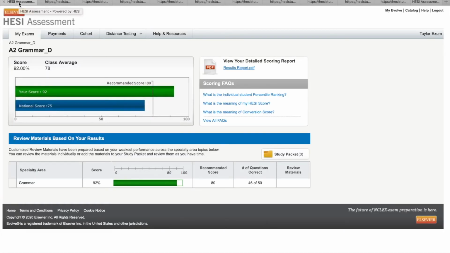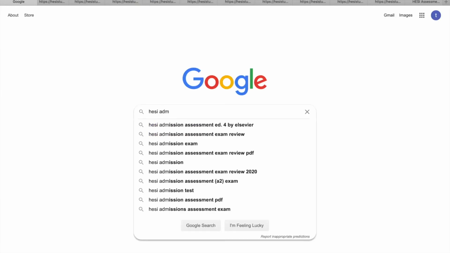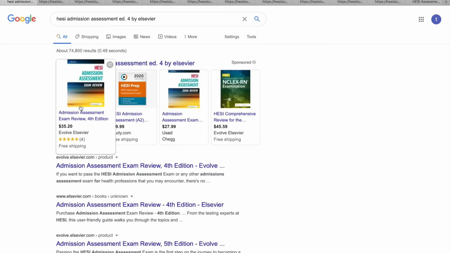So for the vocabulary portion, I really highly recommend buying the HESI Admission Assessment Exam Review. It's a book that's blue, white, and yellow. I'm going to Google a picture of that for you real quick. It looks like this. This is the best book that I used. It breaks down the math section to incredibly basic. It's so easy to understand. The vocabulary in here is great. It has little quizzes in there so you can test yourself, and I loved it.